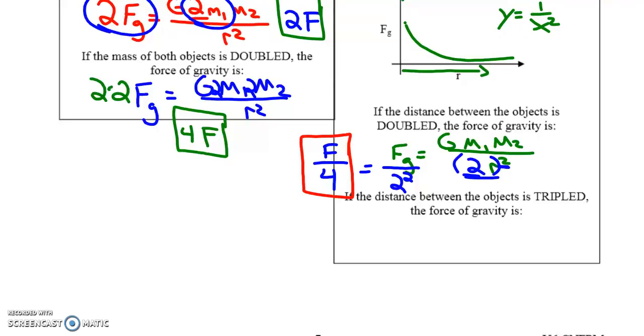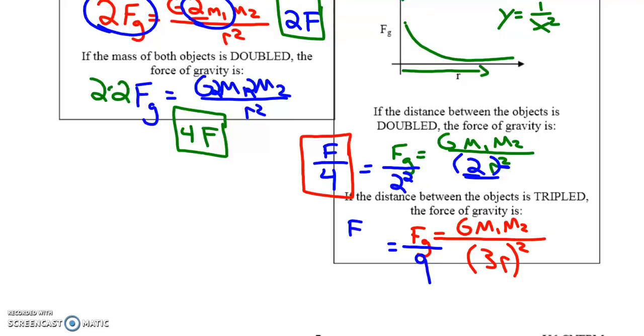You change one side of the equation by some factor, you change the other side of the equation by that factor squared. So if I triple my distance, G m1 m2 over (3r) squared, then what I would see is that this side of the equation would go down by a factor of 3 squared, or 9. So my new force is 1/9 the original value.